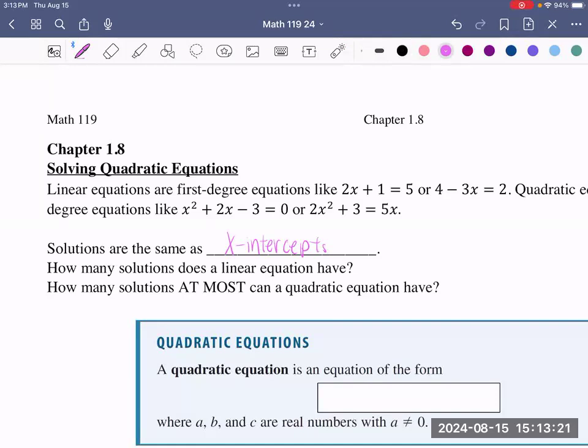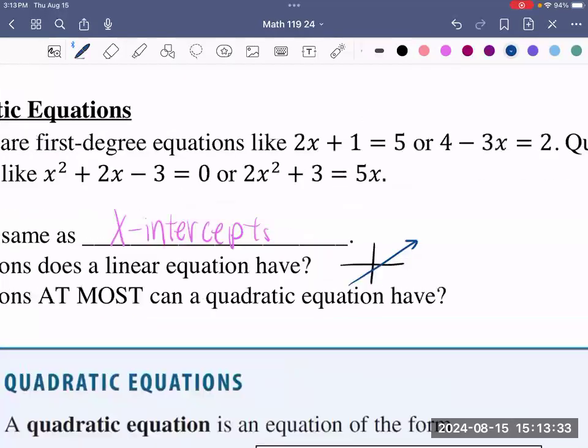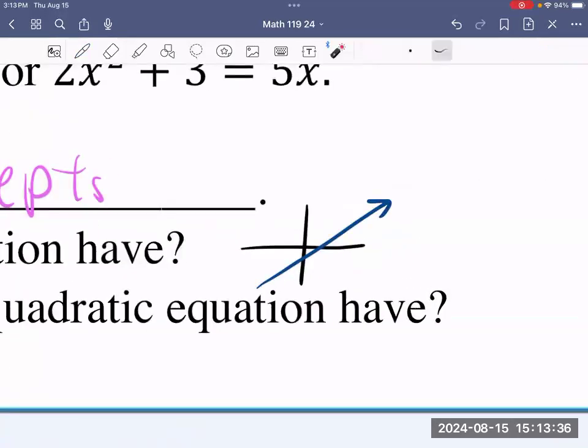So how many solutions does a linear equation have? How many x-intercepts does a linear equation have? Well, if we were to draw a very quick representation of a line, no matter what orientation you have for your line, at most it can have just one x-intercept. Now you could draw a different line where you have no x-intercept, and that's fine. This is at most 1.